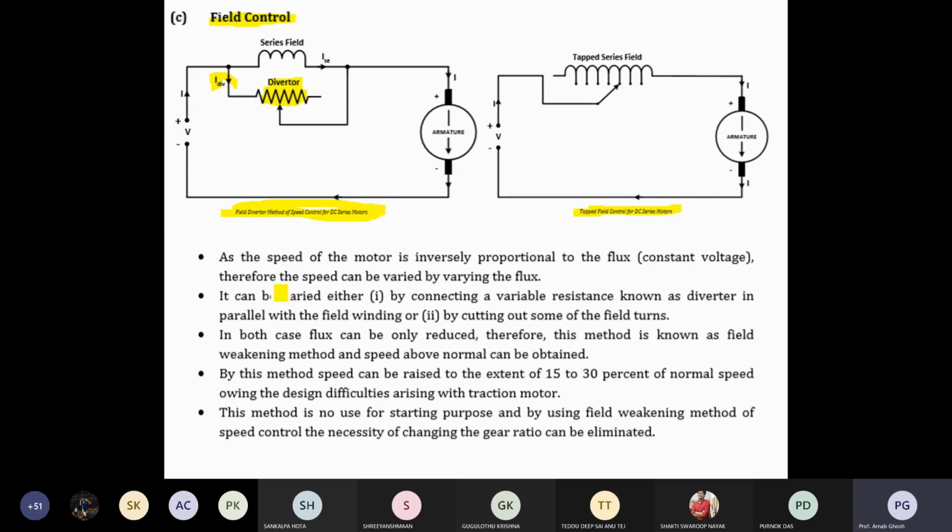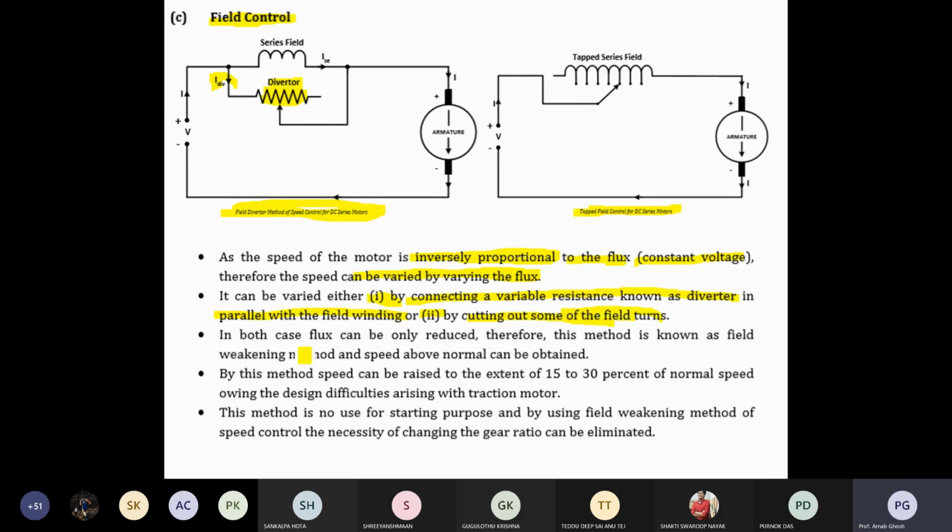You can see from the figure, the speed of the motor is inversely proportional to the flux, at constant voltage. Therefore the speed can be varied by varying the flux, either by connecting a variable resistance known as the diverter in parallel with the field winding, or second, by cutting out some of the field turns. This is the way you can control.